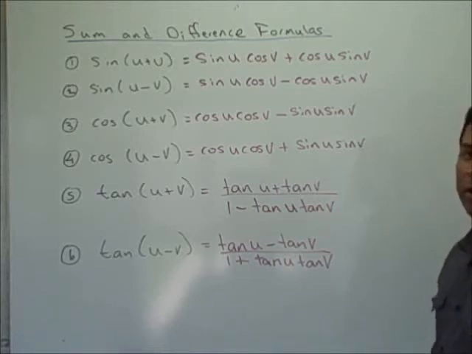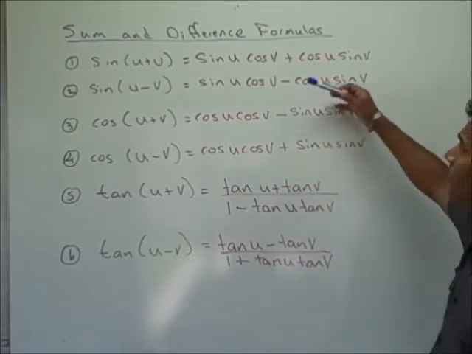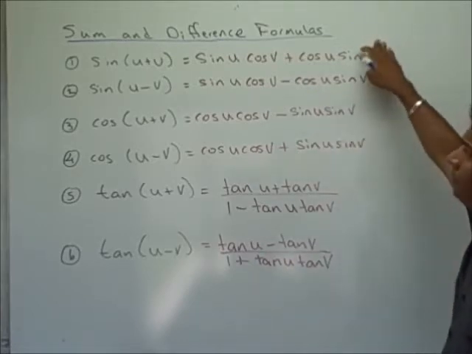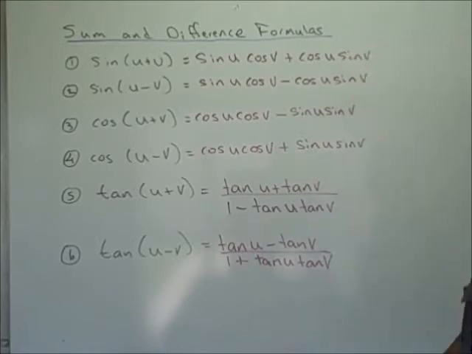Here we'll be introducing a few more identities, or exactly, we'll be looking at the sum and difference formulas. We use the sum and difference formulas to find the exact value of a trig function using our special angles. Our special angles include pi over 6, pi over 3, pi over 4, pi over 2, 5 pi over 3, etc.